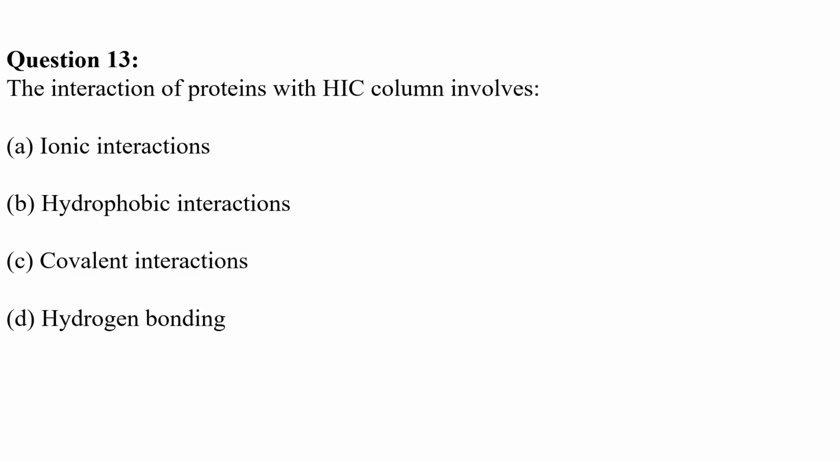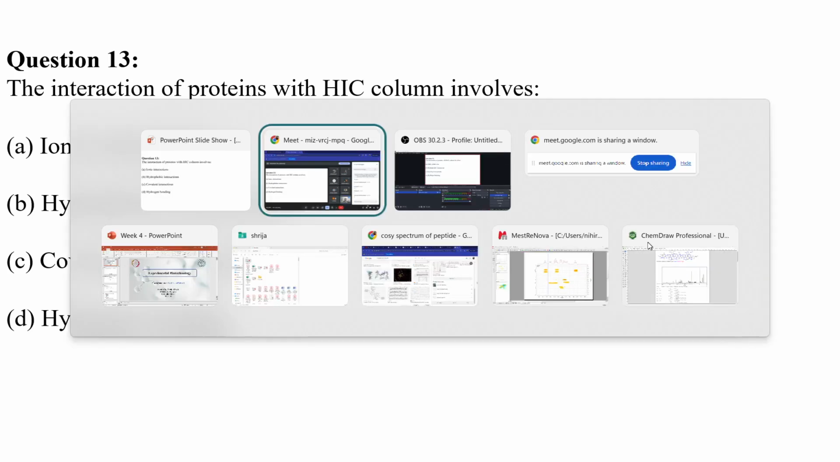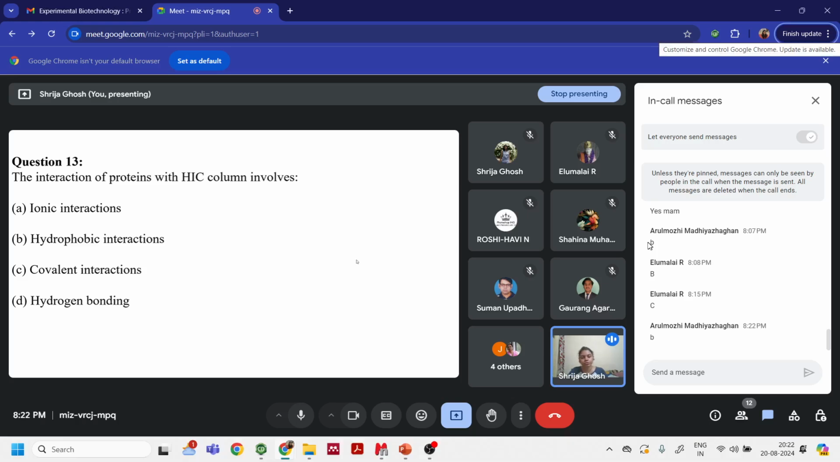Question number 13. Interaction of proteins with HIC column involves option A, ionic interaction, option B, hydrophobic interaction, option C, covalent interaction, and option D, hydrogen bonding. I told you the answer in the previous question. Option B. Okay, we have a unanimous opinion that it is option B, hydrophobic interaction.